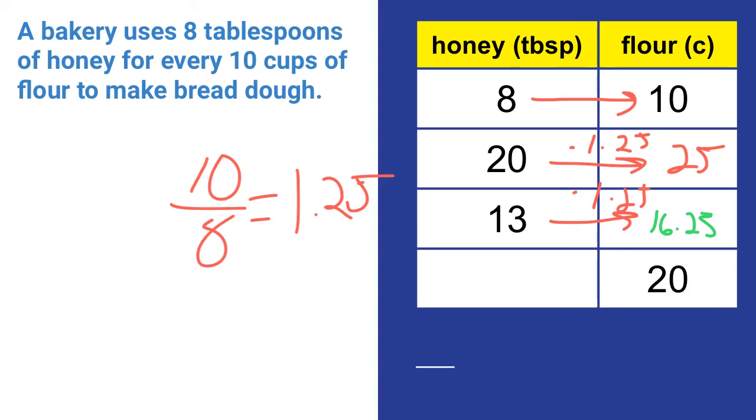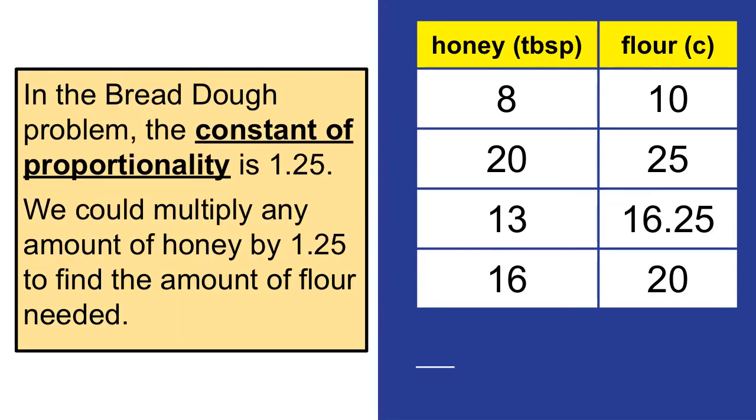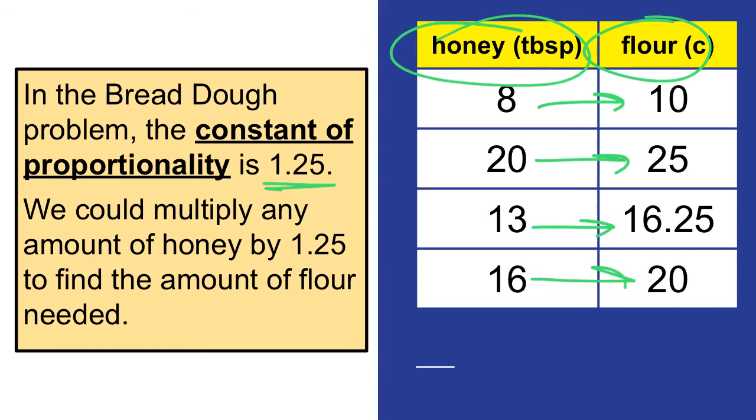16.25. And then to go the opposite direction, I would just divide by 1.25. And that would give me 16. So when looking at the bread dough problem, the constant proportionality is 1.25. We can multiply any amount of honey by 1.25 to get that amount of flour. It exists in every single one of these number sets.